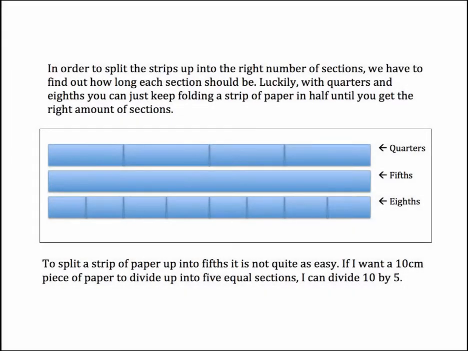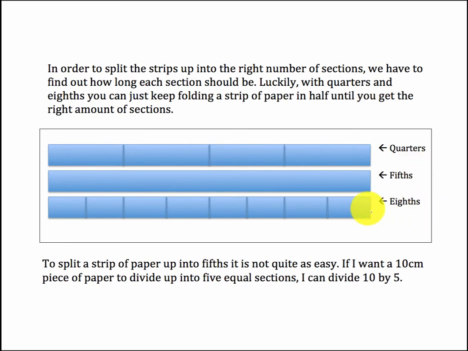So in order to split the strips or rectangles up into the right number of sections, we have to find out how long each section should be. So luckily with quarters and eighths, you can just keep folding a piece of paper in half until you get the right amount of sections. So for my quarters here, if this was my 10-centimeter strip of paper, I would fold it in half. That would give me 2 sections, and then I would fold it in half again. And when you unfolded it all, you'd have 4 equal sections.